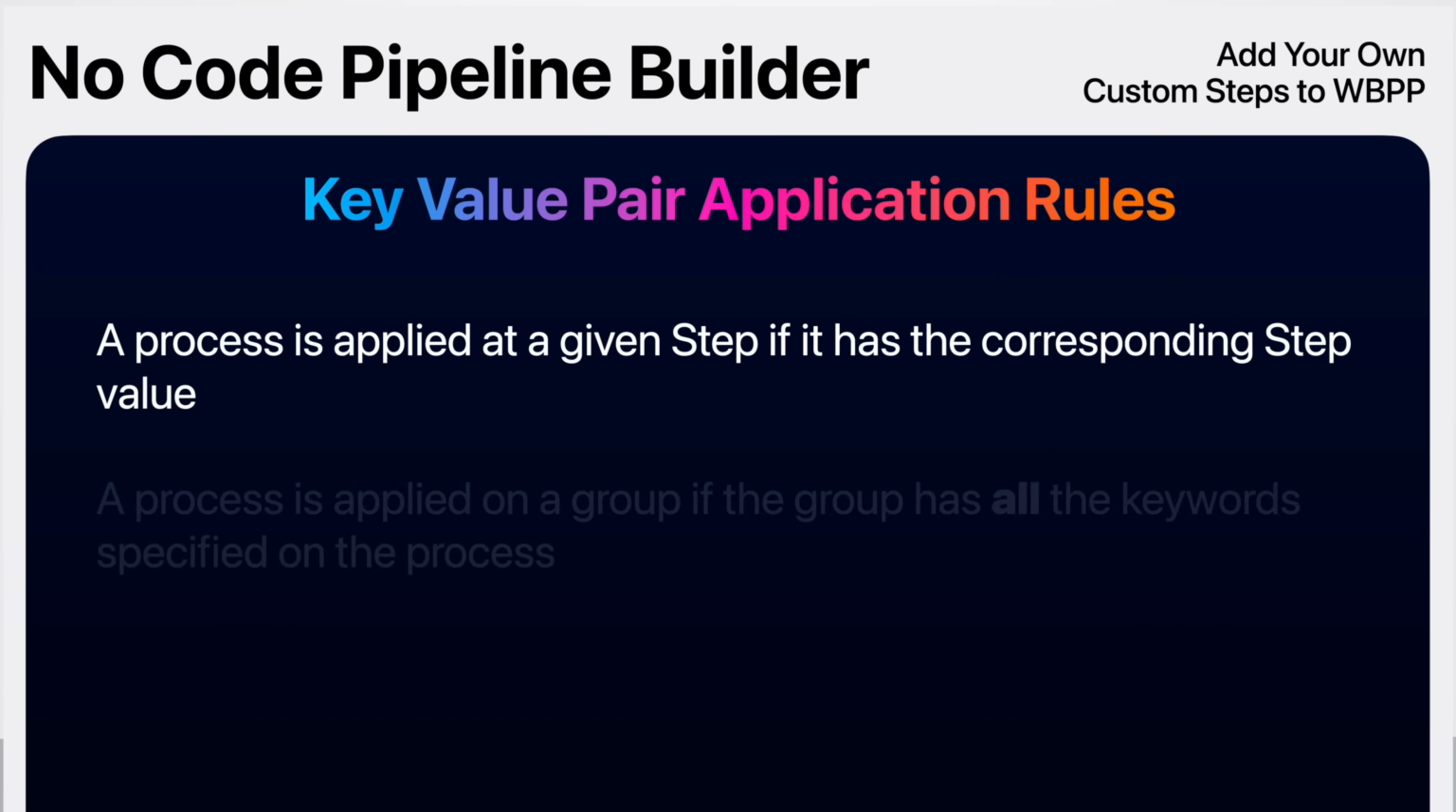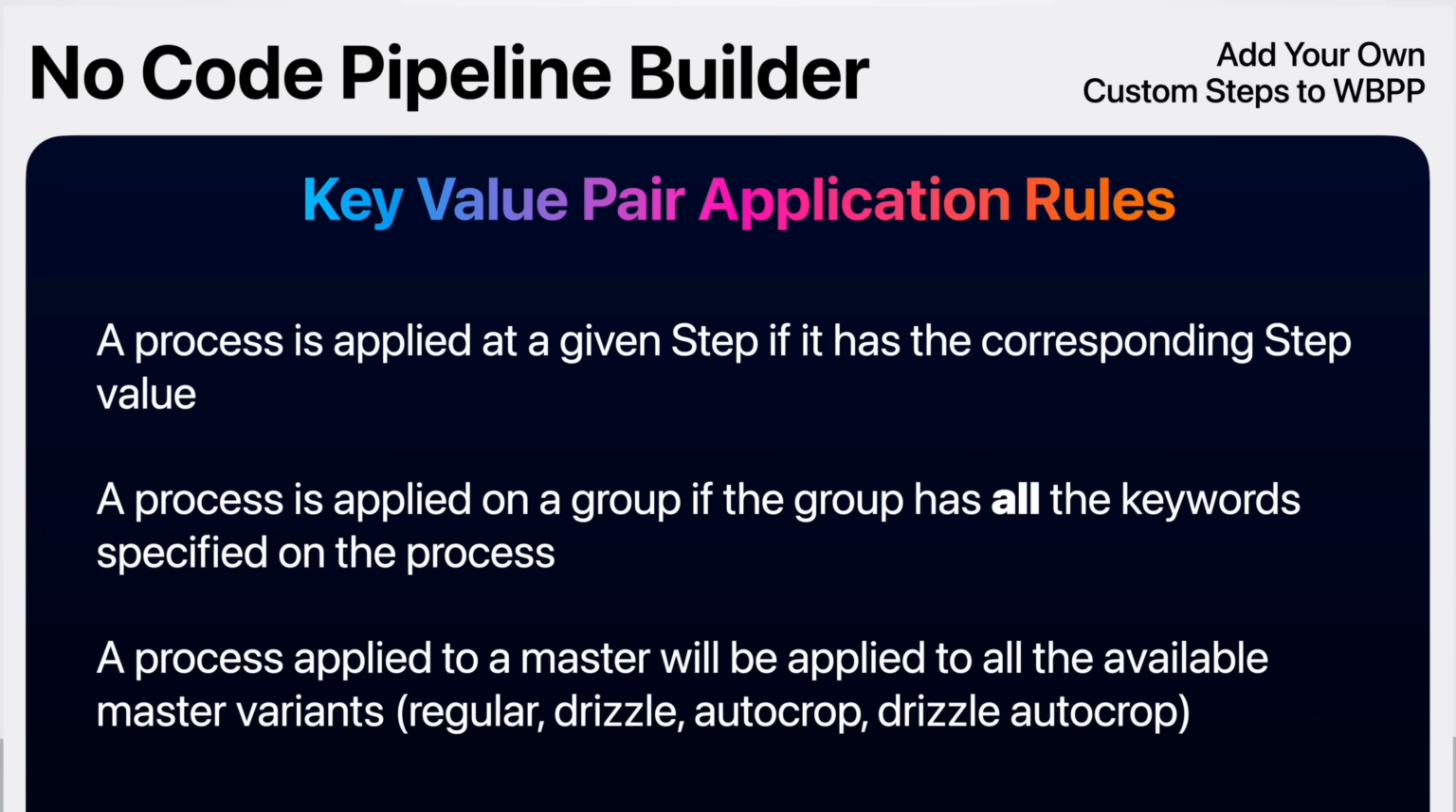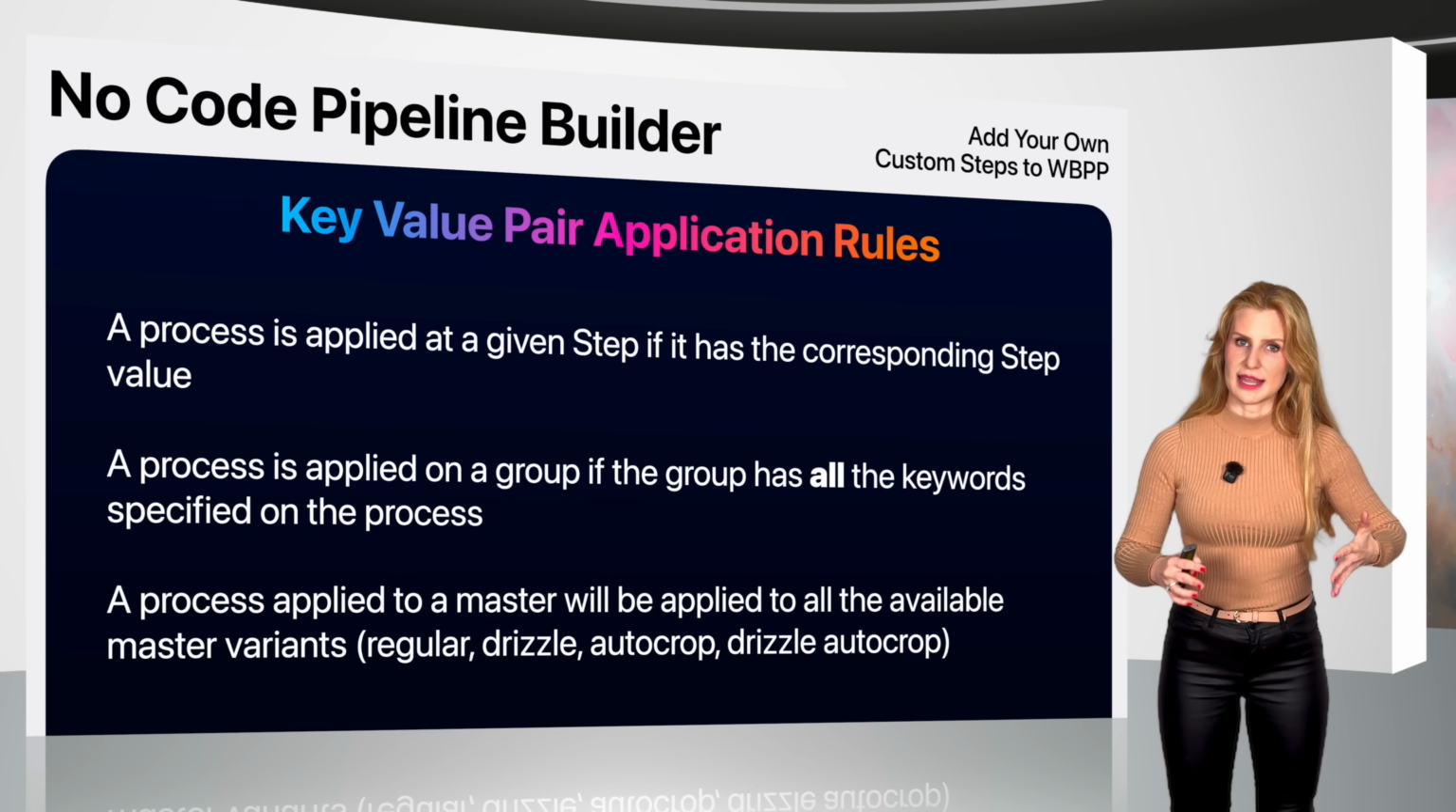If we provide further filtering criteria such as groups, it will only apply on groups that do have those keywords. And if we are doing something on the masters, we're going to do that on every single variant of the master. So if you have a regular and a drizzle and an auto crop, then we would do it on all of those.